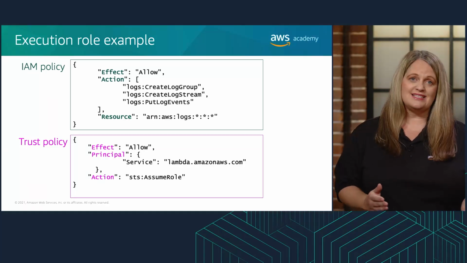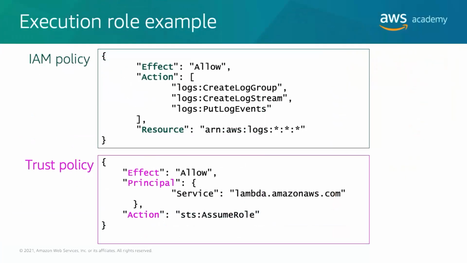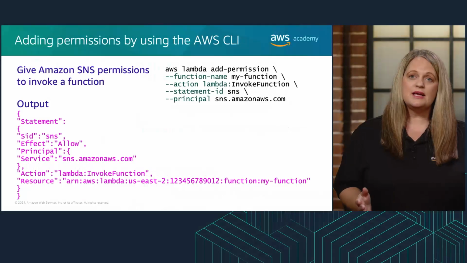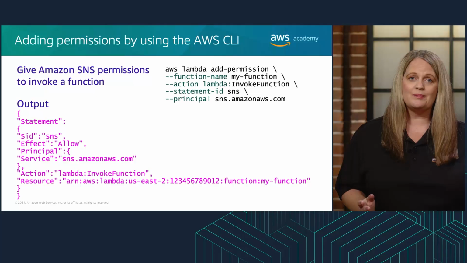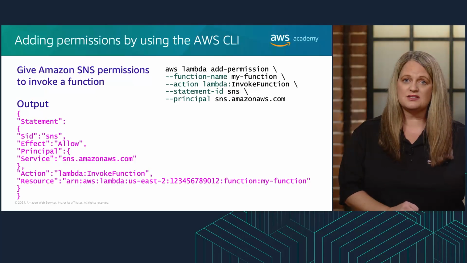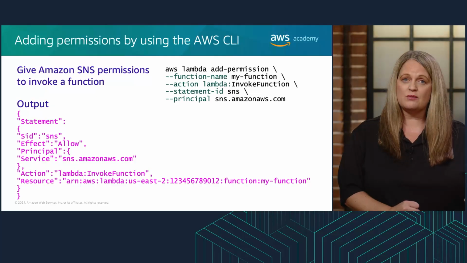The IAM policy example here allows the Lambda function to perform some CloudWatch logs actions. These actions include creating a log group and log stream and writing to the log stream. The trust policy example gives the Lambda service permissions to assume the role and invoke the Lambda function on your behalf. This example shows code for the AWS Command Line Interface, or AWS CLI. This code gives Amazon SNS permissions to invoke a function and shows the IAM policy statement that results.